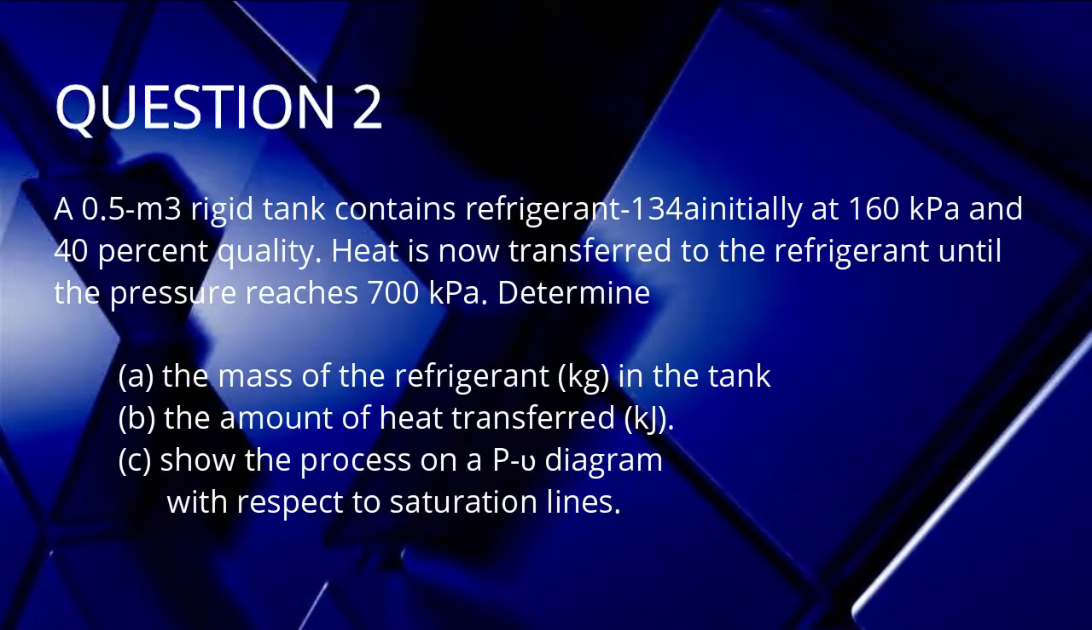Next, question number 2. A 0.5 meter cube rigid tank contains refrigerant 134A initially at 160 kPa and 40% quality. Heat is now transferred to the refrigerant until the pressure reaches 700 kPa. Determine A, the mass of the refrigerant in kg in the tank, B, the amount of heat transferred in kilojoule, and C, show the process on a PV diagram with respect to saturation line.